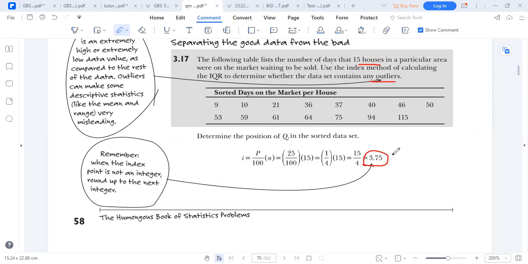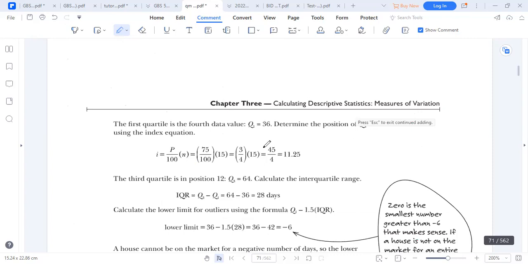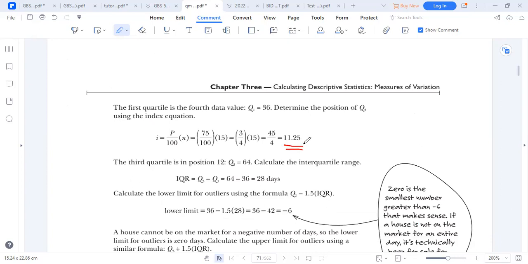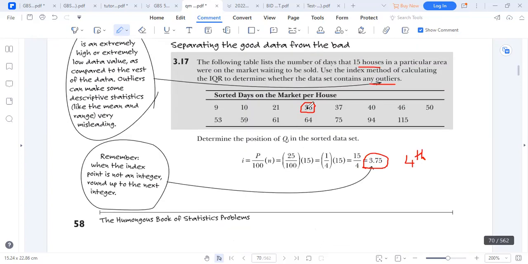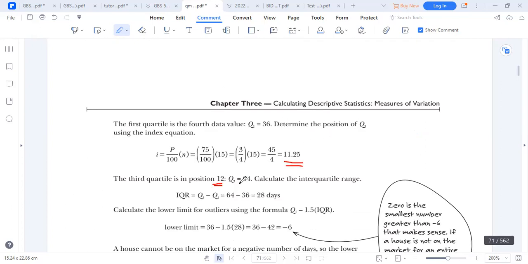So we're going to round up. Which number are we going to look at? The 4th position. So 1, 2, 3, 4. So 36. All right, together. Then we go to Q3, which is 3/4 of 15. So 3/4 of 15, we get 11.25, which we round up, which is the 12th position. So the 12th position is 4, 5, 6, 7, 8, 9, 10, 11, 12, 64. So that's a 64 here.